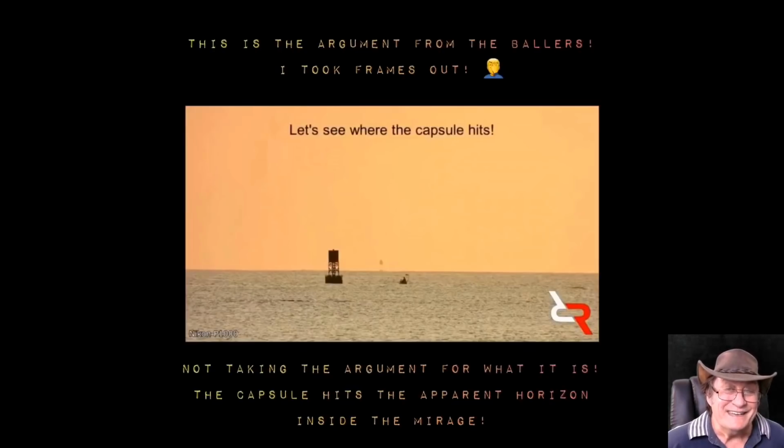They were not taking the argument for what it is. The capsule hits the apparent horizon inside the mirage. Well, no, it does not. There's no inside of a mirage. The mirage is formed on the surface of the water. The inside of the mirage doesn't exist like that.